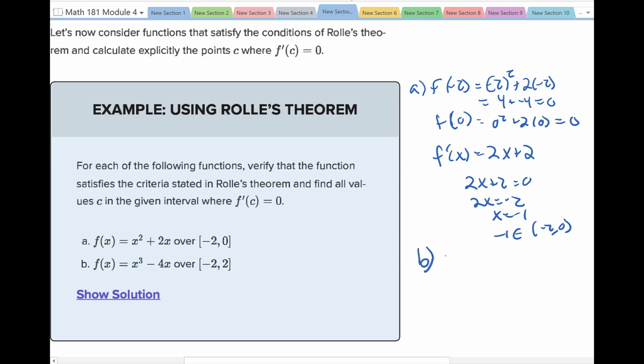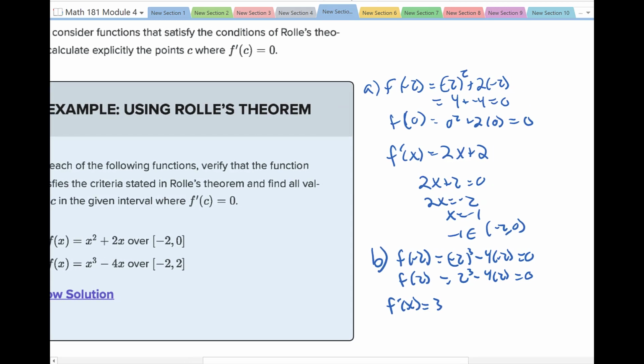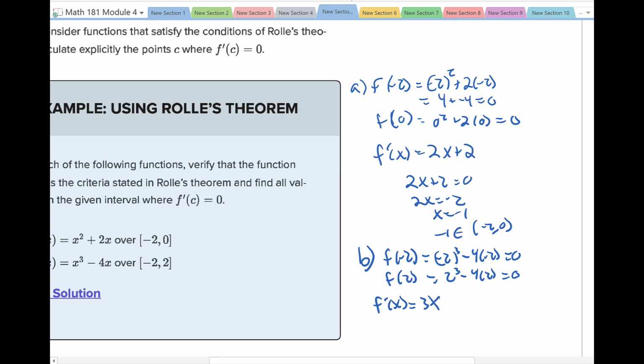Let's look at b. We'll look at f of negative 2, and that's going to be negative 2 cubed minus 4 times negative 2. That's going to be 0. We look at f of 2. That's going to be 2 cubed minus 4 times 2, and that's 0. So now let's look at the derivative. F prime of x is going to be 3x squared minus 4.